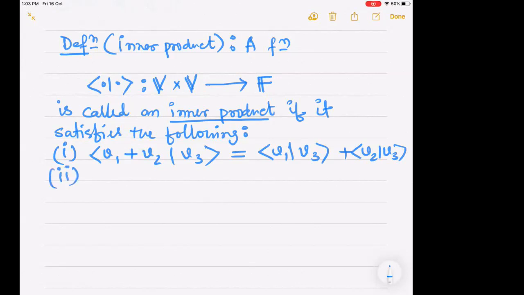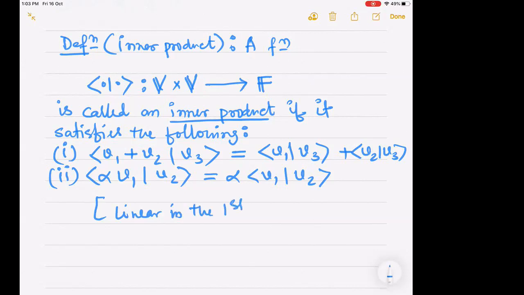Number two, if I have scalar multiplication like this, then this must be equal to alpha V1, V2. So point number one and point number two together would be stated in words in the following manner, that this is linear in the first variable. Remember that this function is such that there are two arguments. It needs a v, it needs a w, both from the vector space V. So when we're looking at the inner product v, w, then v is the first variable, w is the second variable. And property one and property two together says that the function is linear in the first variable.